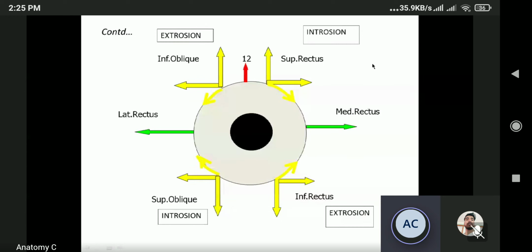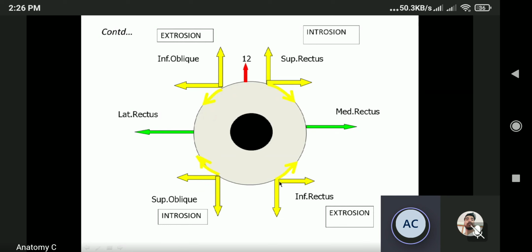And if we assume this is the medial rectus, this is the midline towards the nose. So this is doing the adduction, and it's doing the intorsion. So superior rectus is doing the elevation, adduction, and intorsion. Now, talking of the medial rectus, what is it doing? It is doing the adduction.